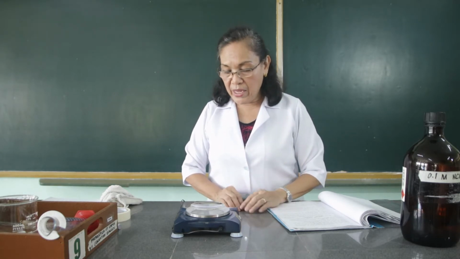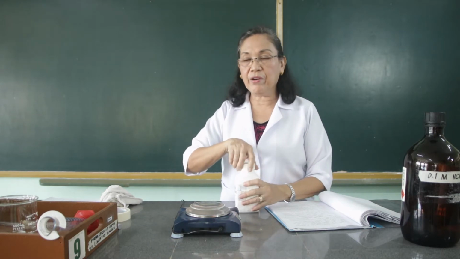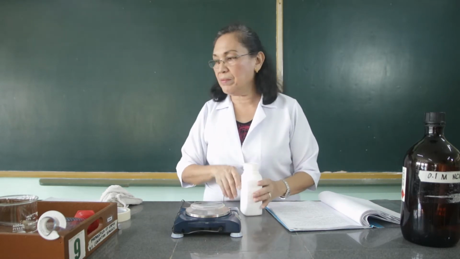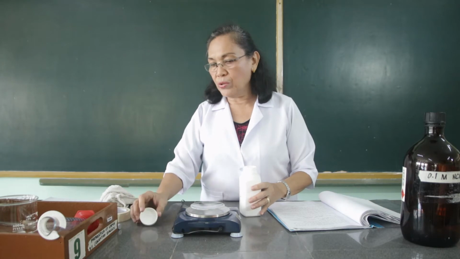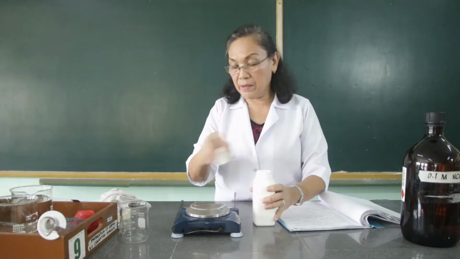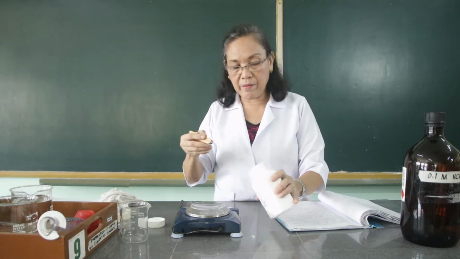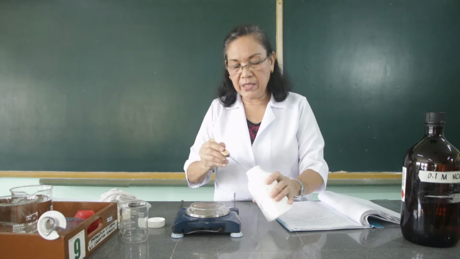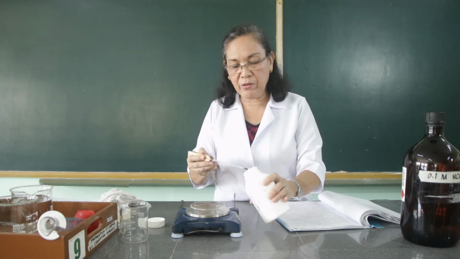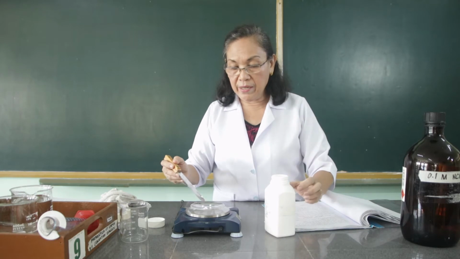44.58 grams. Now, as calculated, we are going to use only 2 grams of the sodium hydroxide pellets. So we are going to place it here. This is how the sodium hydroxide pellets look like.